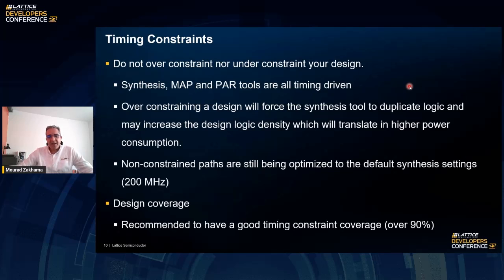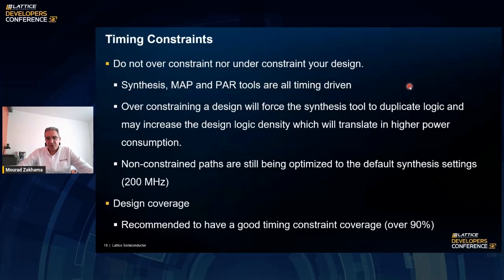So if you have a high target in terms of performance, the synthesis tool tends to replicate logic, and when you replicate logic, you generate a bigger design which will consume more power. On the other hand, under-constraining the design, or not constraining it, could have the same impact, because any paths that are not constrained will by default be constrained to 200 megahertz. So you have to make sure that all your timing paths are constrained, and there's actually a session about timing constraints where we covered this in more detail.